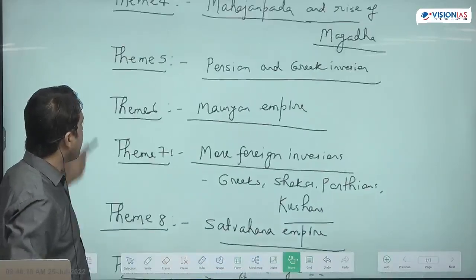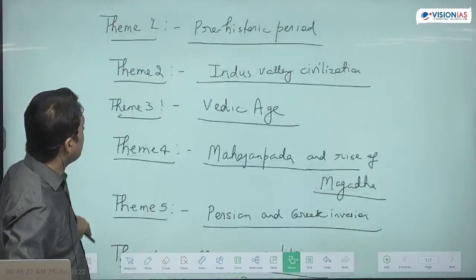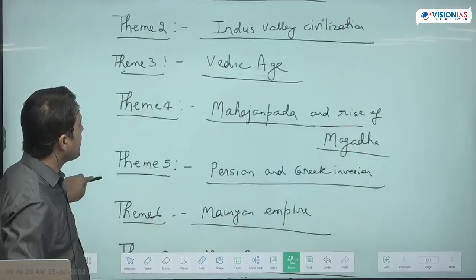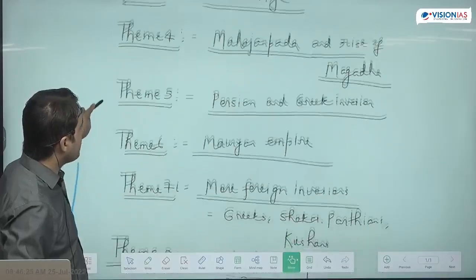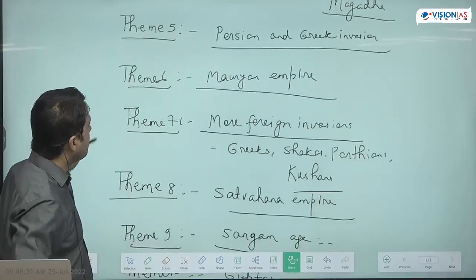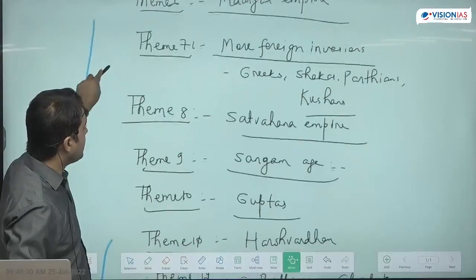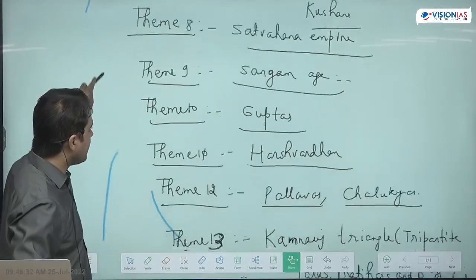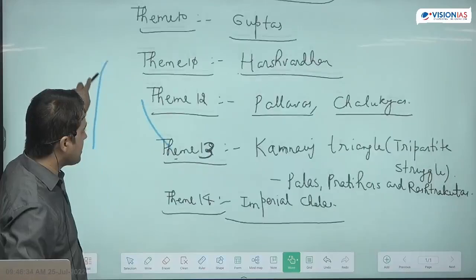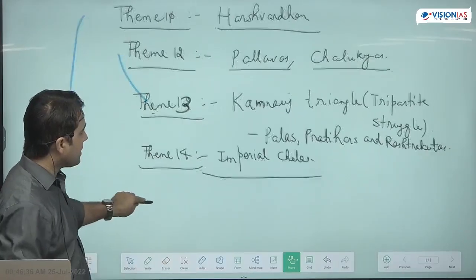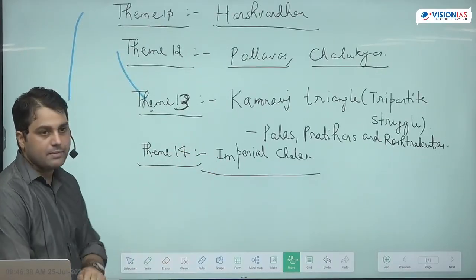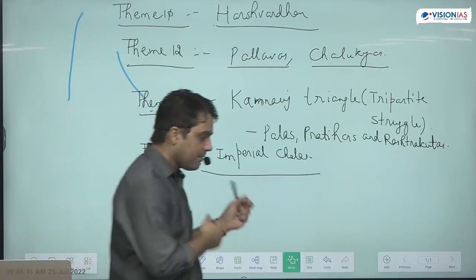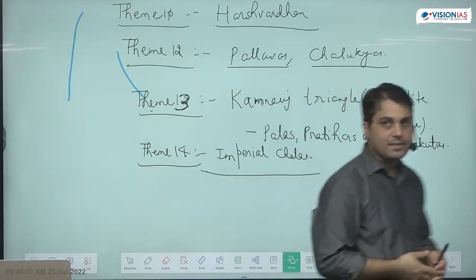I will start from prehistoric period, Indus Valley civilization, Vedic age, Mahajanpad, rise of Magadh, Persian Greek invasion, Mauryan Empire, more foreign invasion, Satvahan, Sangam age, Guptas, Harshvardhan, Pallavas, Chalukyas, tripartite struggle, and finally imperial Cholas. All of the topics we are going to discuss in next 8 classes.